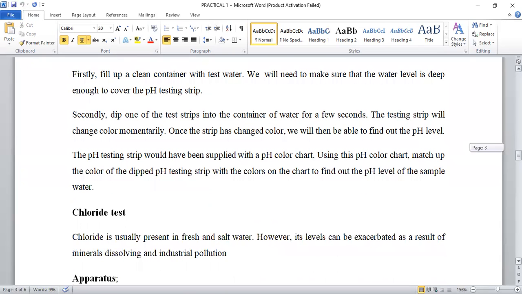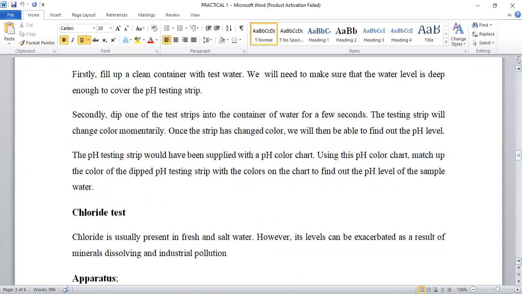The pH testing strip would have been supplied with a pH color chart. Using this pH color chart, we will match up the color of the dipped pH testing strip with the color on the chart to find out the pH level of the water sample.